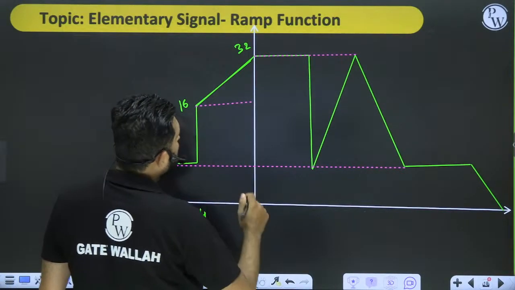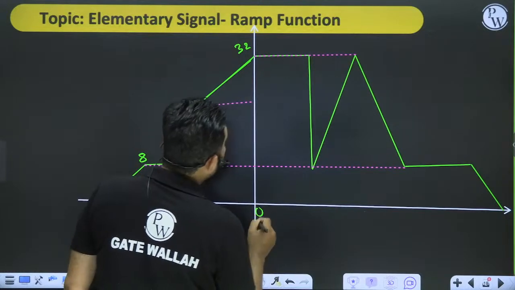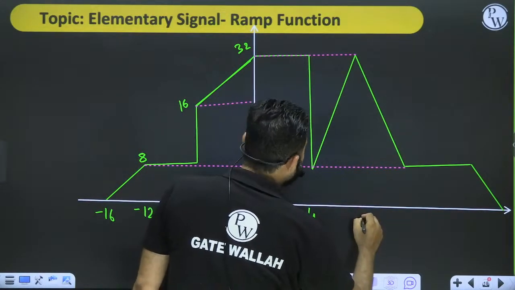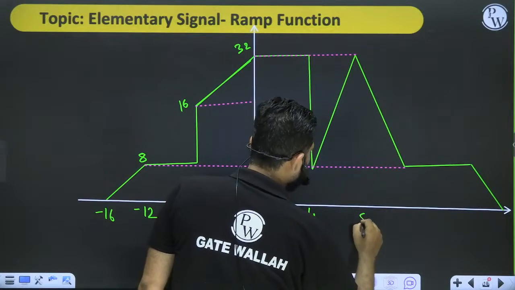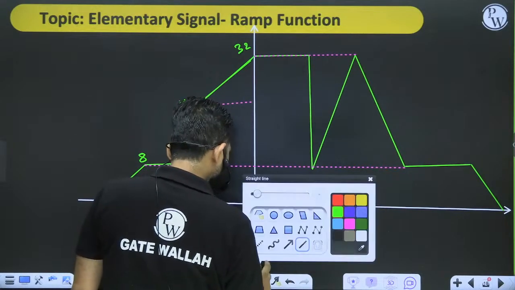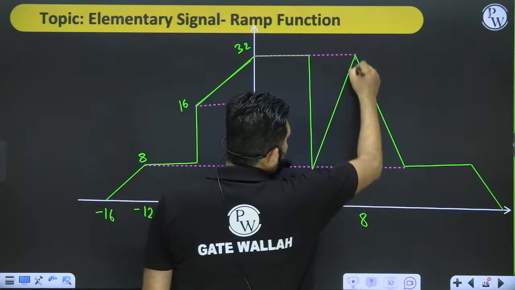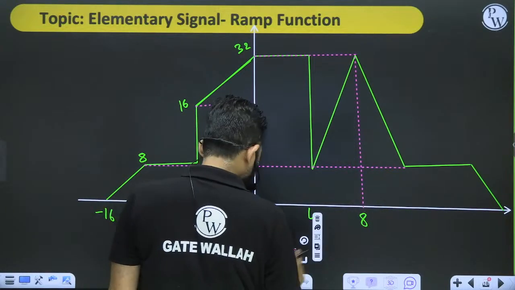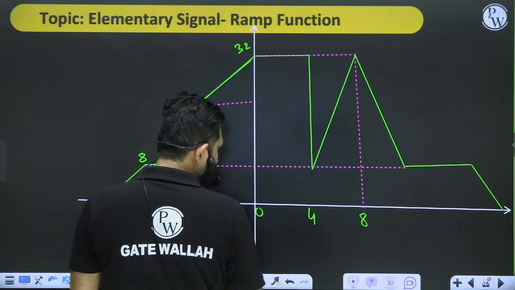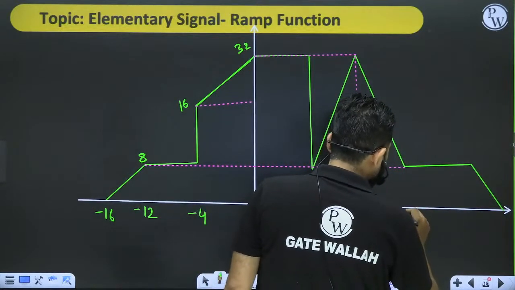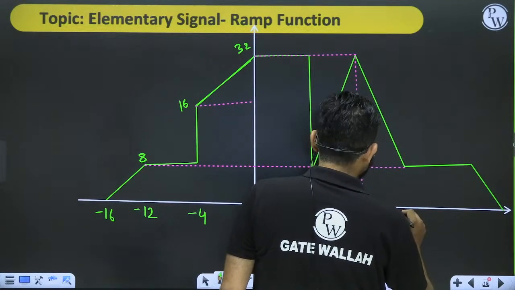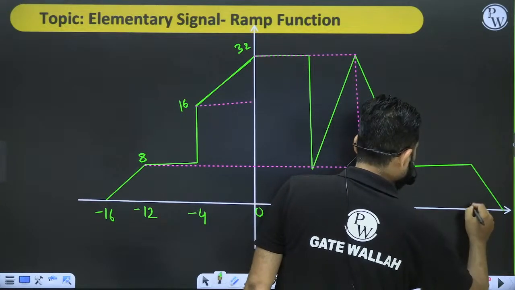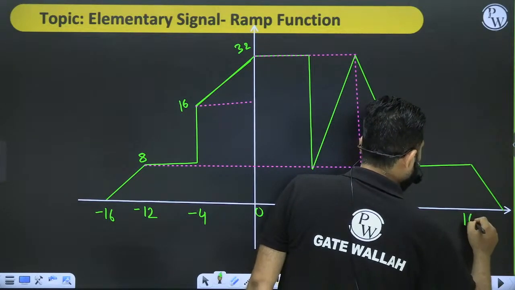This one, this should be 0. This is 4. This is 8. What is 8? This one is 8. Okay. This is 10. Let's call it to be 12. This is 16. And that should be 20.